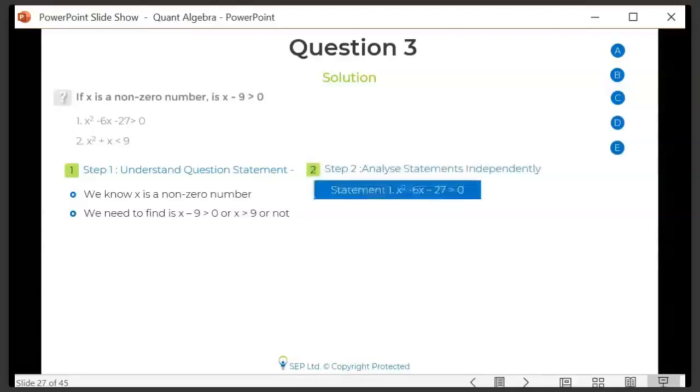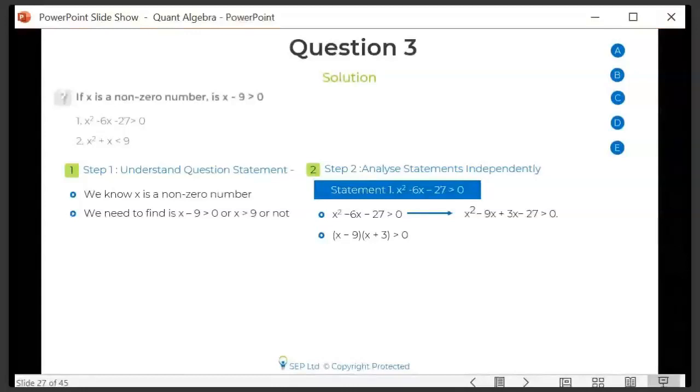Now the first statement is where whatever we have learned so far can be used. It's given that x squared minus 6x minus 27 is greater than 0. The left hand side can be written using middle term factorization in the form x minus 9 times x plus 3 is greater than 0. It's very important to be able to do that. Those of you who are not able to do it still need to work on your quadratic equations a bit and make sure that you improve on that.